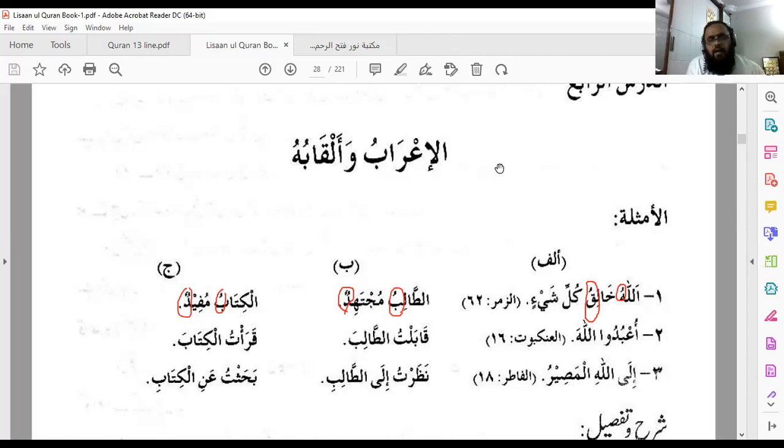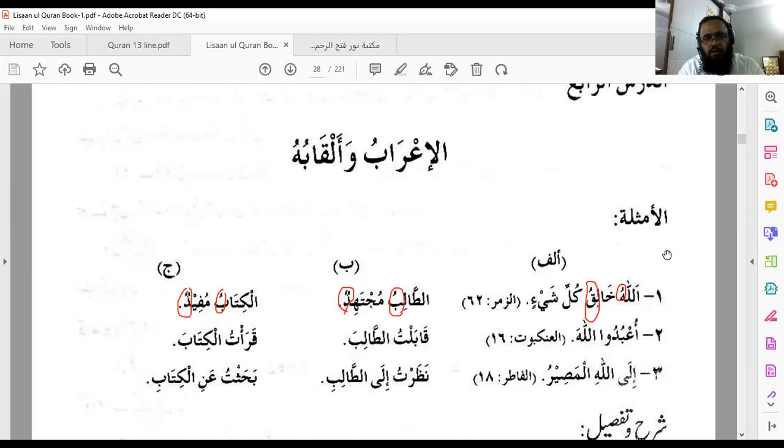In the first line, there are 3 sentences. I'll read all of them for you. In the second line, there are 3 sentences again, and in the third line, there are 3 sentences again. In this first line, the first verse is Allahu khaliqu kulli shay.